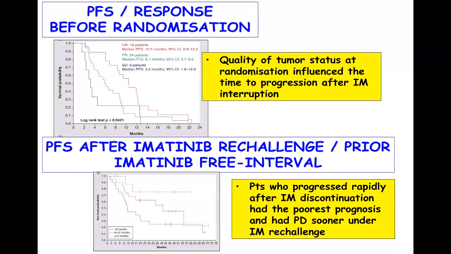PFS after imatinib rechallenge according to prior imatinib-free interval. And the green curve is more than 12 months, the red curve 6 to 12 months, and the blue curve less than 6 months. So patients who progress rapidly after imatinib discontinuation have a poorer prognosis and had progressive disease sooner under imatinib rechallenge.